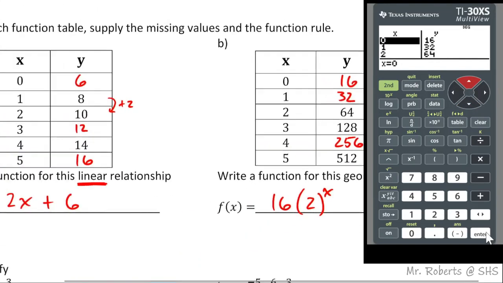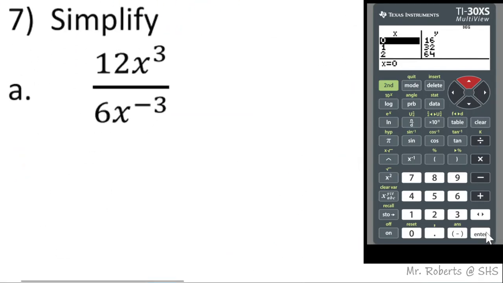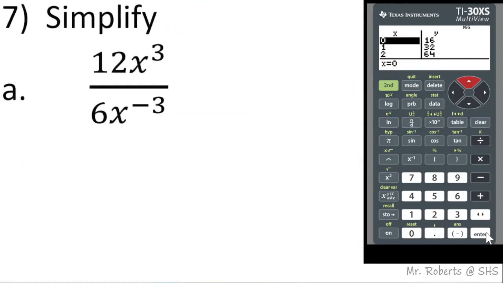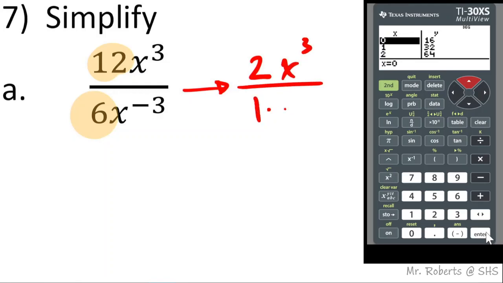All right, let's move on to question 7. 7 says simplify. One of the things I see in 7 is there is a 12 in the numerator and a 6 in the denominator. So 12 over 6 is 2, right? So right off the bat, I'm just going to say, hey, this is going to be 2, and then there's an x cubed, over, now I can write a 1 if I want, 1 times x to the negative third, but that 1's actually not necessary, and I'll probably take it away in a minute.